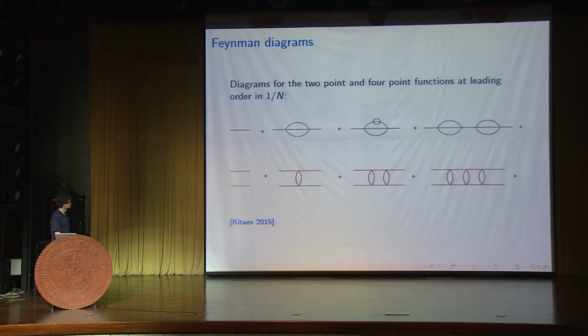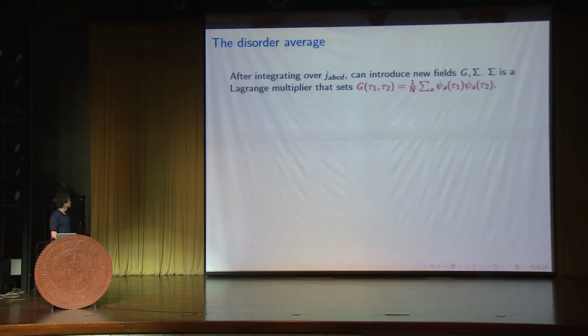This is a very physical way of thinking about the model, but it's not the one we're going to use in this talk. Instead, we're going to do the following. Of course, this is equivalent to thinking about the Feynman diagrams, but this is what we'll do instead. We think about integrating over this disorder, J, before we do the path integral. This gives us some rather unpleasant action involving bilocal action of the fermions.